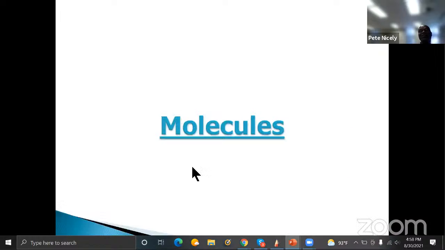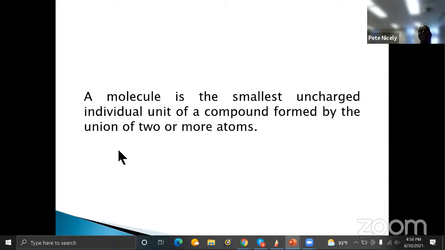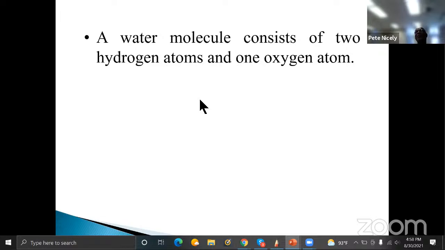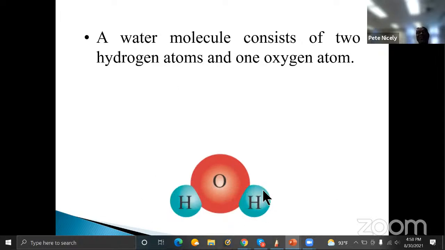So let's talk about the difference between a molecule or a molecular compound and an ionic compound. A molecule is the smallest uncharged individual unit of a compound formed by the union of 2 or more atoms, all right? So basically what you'll find in a molecule is a collection of 2 or more atoms that are held together by some forces known as covalent bonds, right? So a water molecule, for example, will consist of 2 hydrogen atoms and 1 oxygen atom, and they're held together as a unit, all right? And that is true for pretty much all molecules.